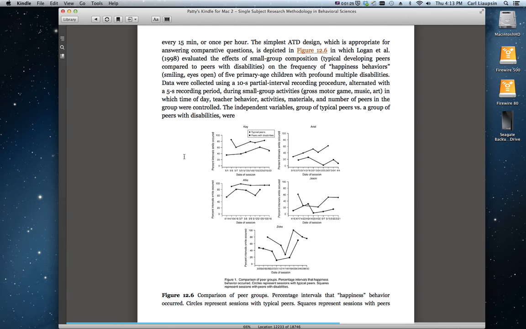And so you can see that they run sessions. These are dates of sessions, okay? So you can run by dates, or you can even run multiple sessions in a day. But in this case, they run a session, then they run two of the next. They run two with peers with disabilities, then a couple with typical peers, then one. They mix it up, okay?